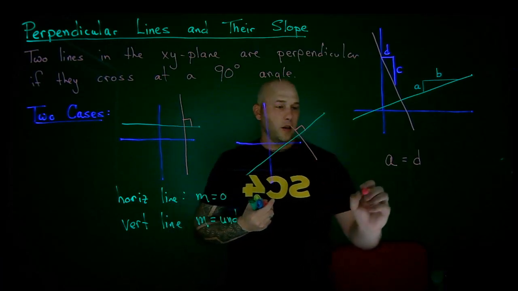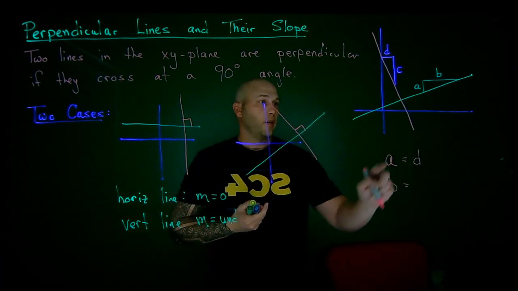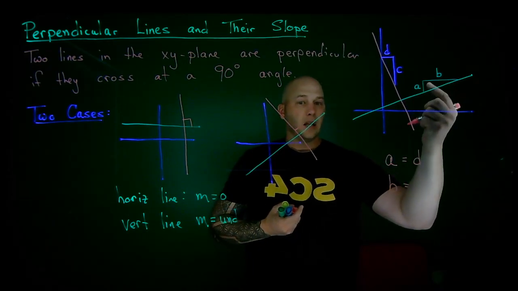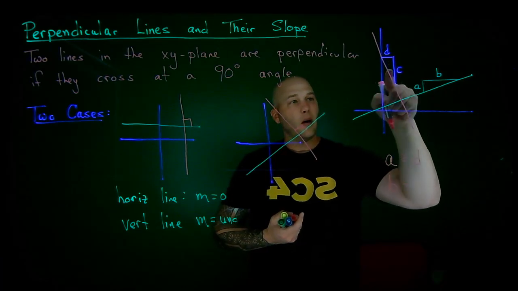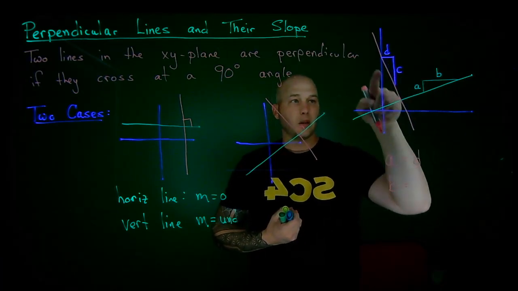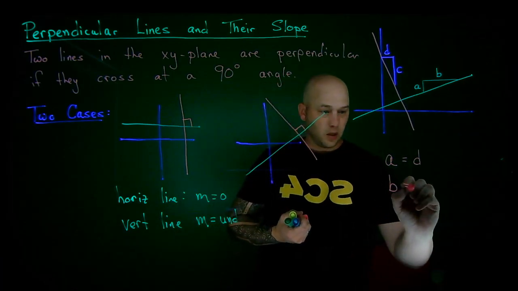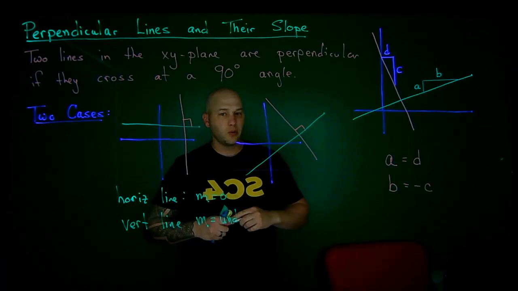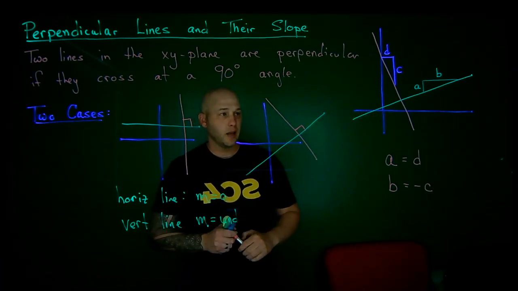Now what about the value of B? The value of B is the run of this one, and it looks like it's the same length as the rise of this one. However, notice that this one is negative because the slope is negative in this one. So B is equal to negative C. So we can see those relationships based on the triangles that I put on those perpendicular lines.